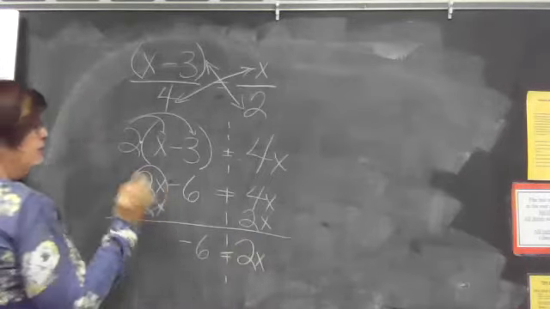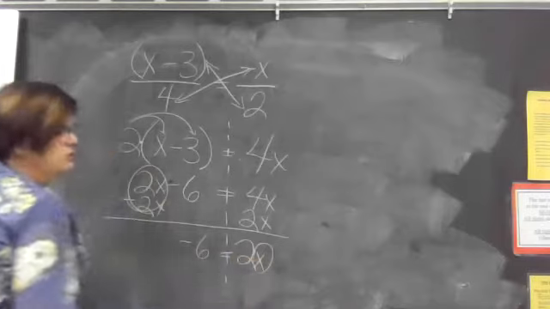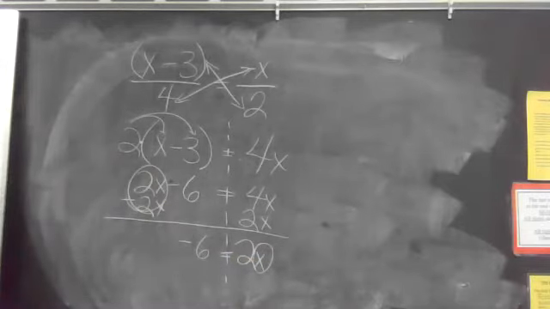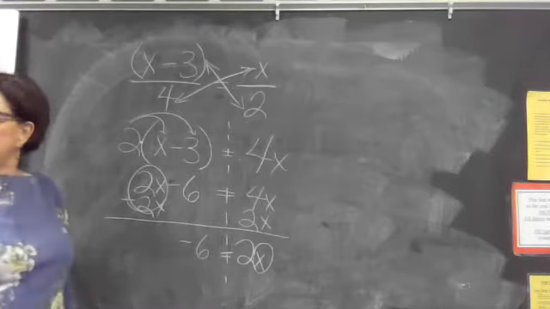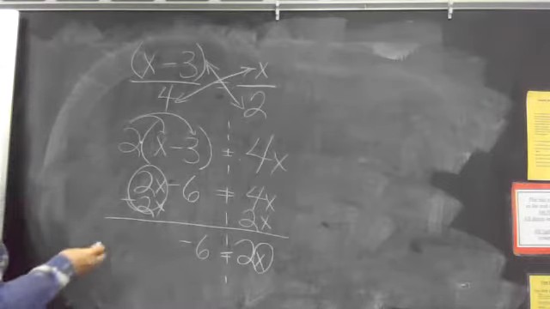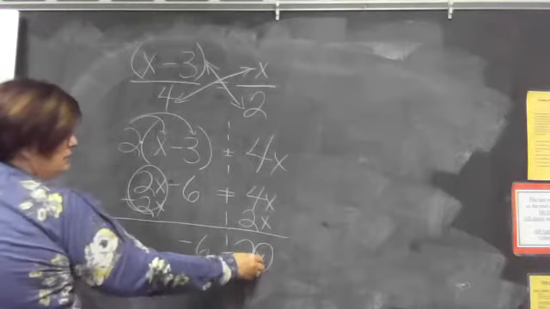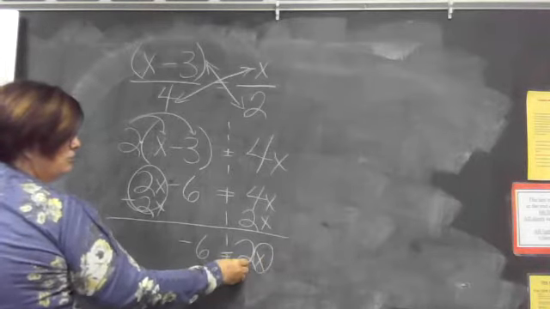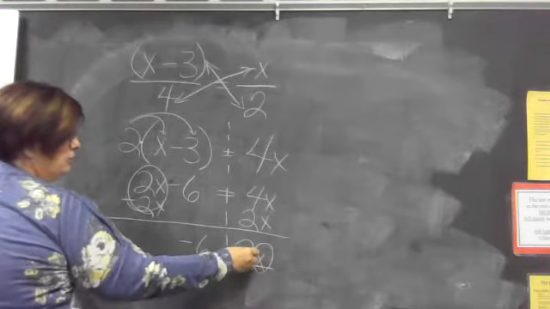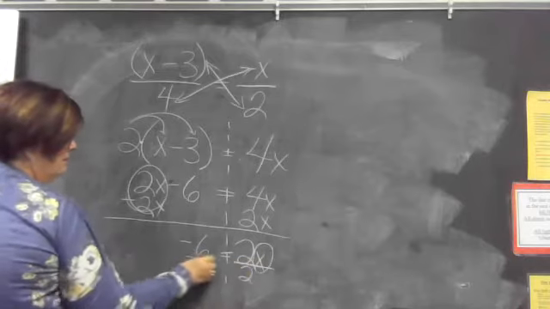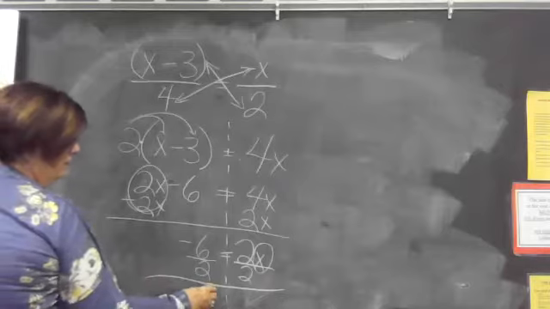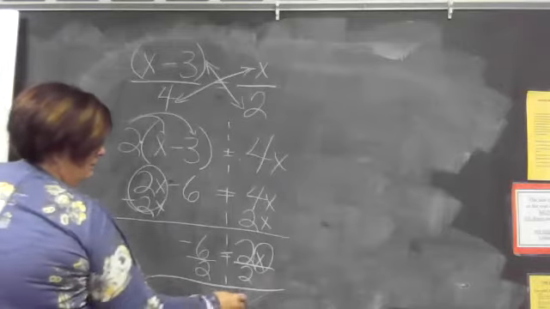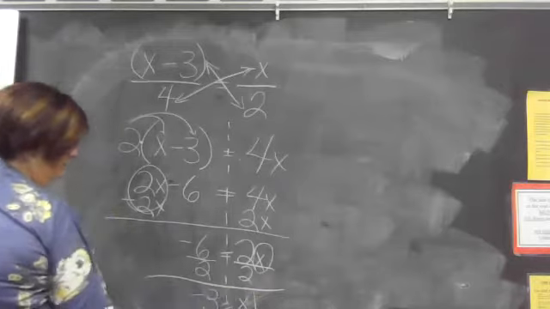Now that the X is in one place, I can circle it. Every time I work like this, can you guys see? Do you need to move? Now I want the X by itself. It's multiplied to the 2. I know that if it's multiplied, I have to divide. So now I have -3 equals X.